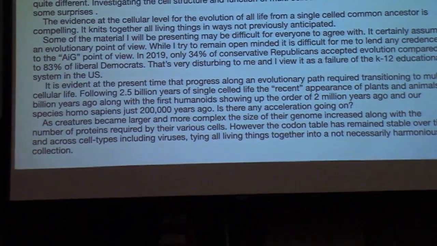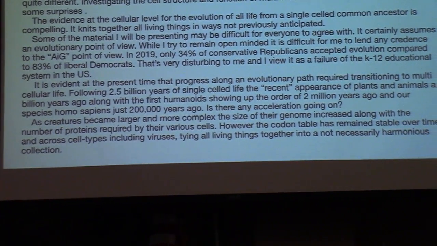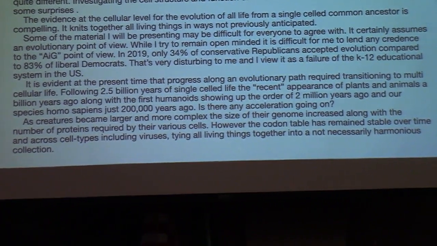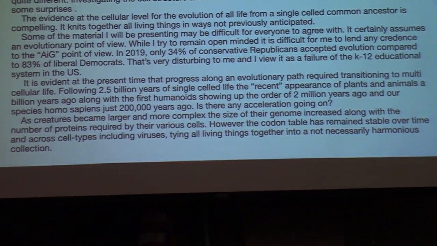All creatures become larger and more complex as the size of their genome increases, along with the number of proteins that they require to keep their various cells functioning. However, the table of how you translate from the nucleotides to amino acids has remained stable over time and across cell types, going all the way down to viruses, which are not even alive. So it ties all living things together in a not necessarily harmonious collection.